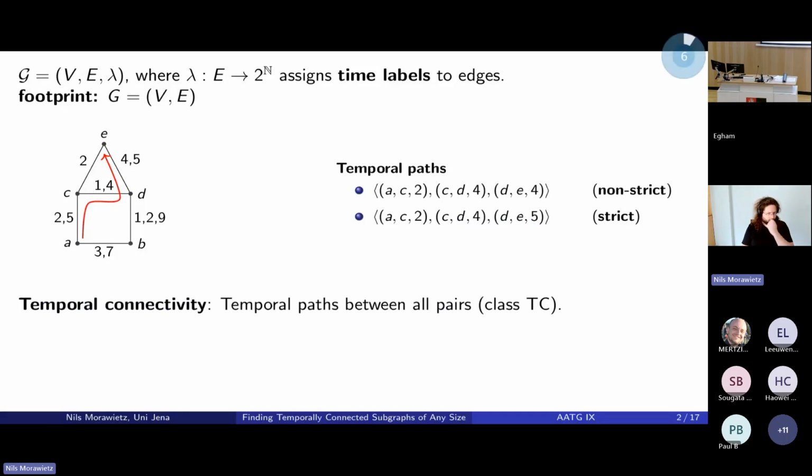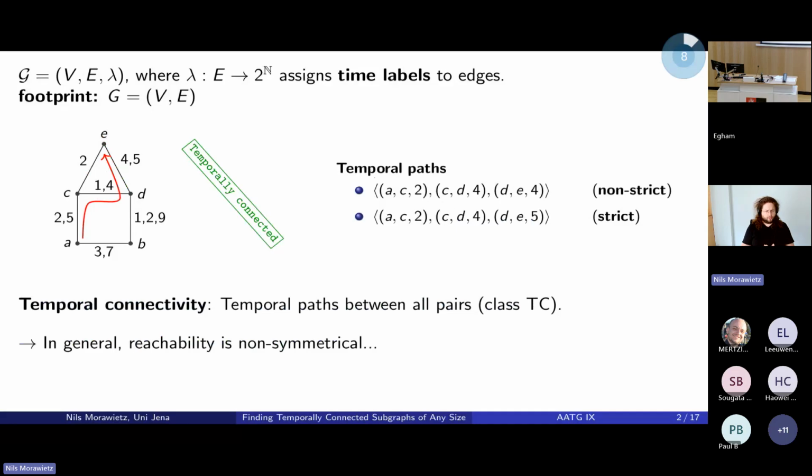And a graph is temporally connected if there is a temporal path between any pair of vertices. We call such a temporal graph that is temporally connected a TC graph. And this example here, you can check for yourself, is in fact temporally connected. Each vertex can reach each other via a temporal path.